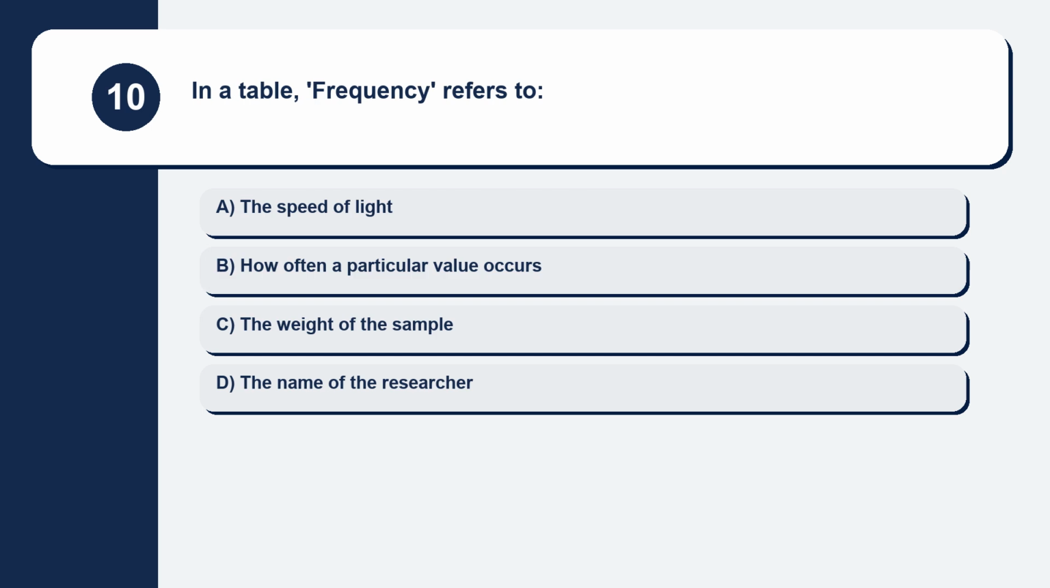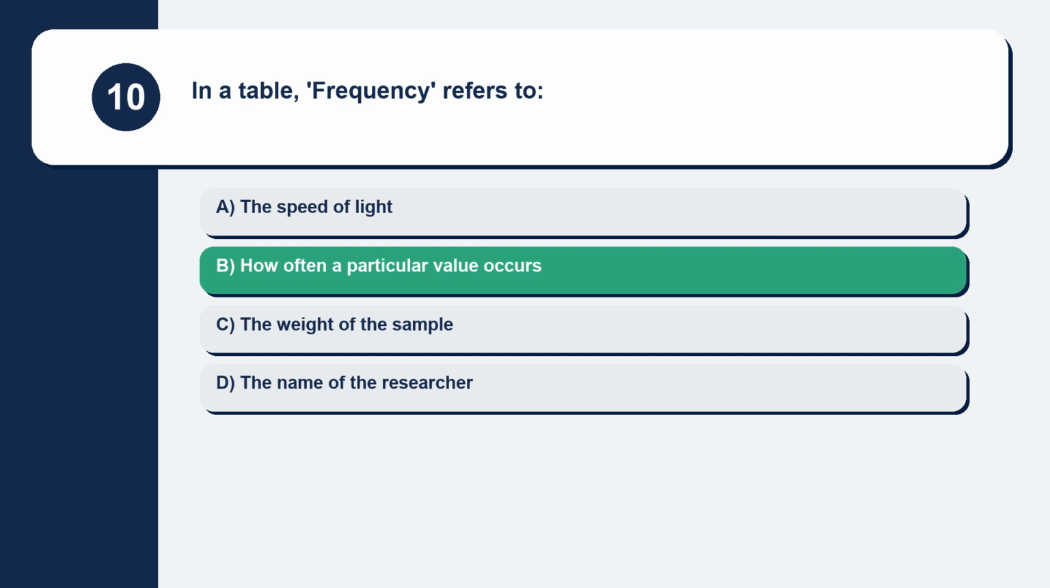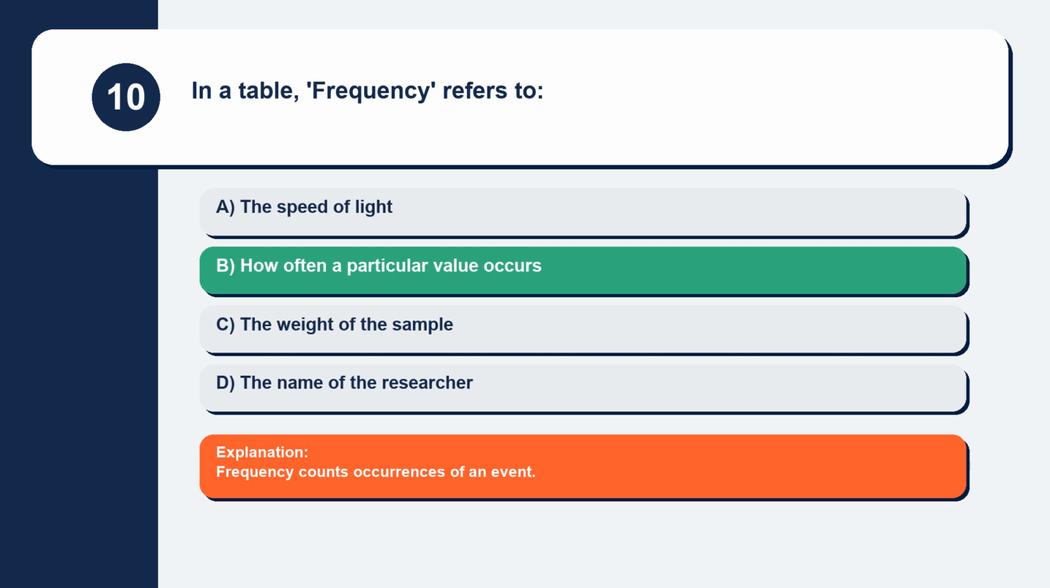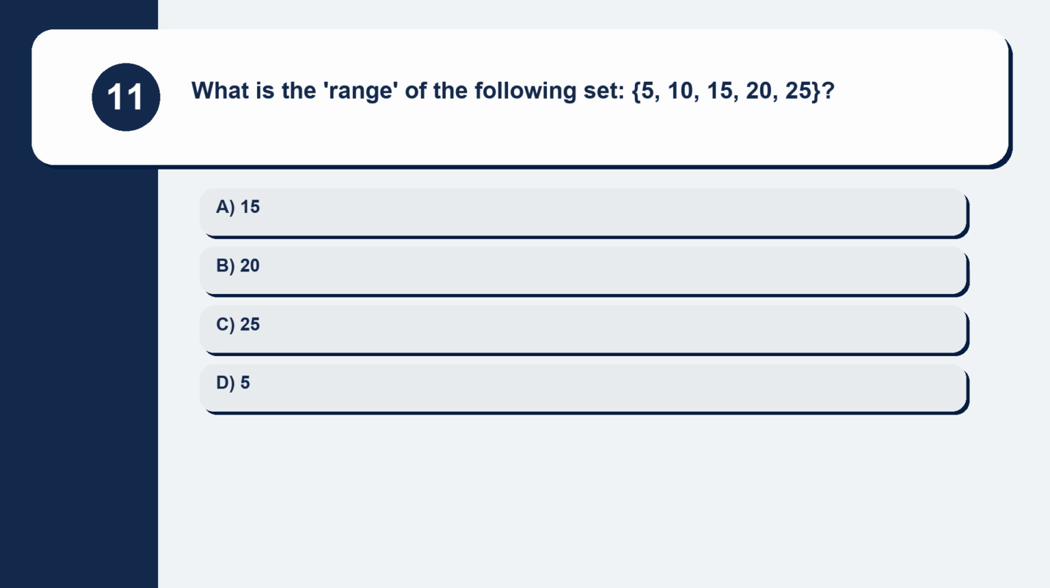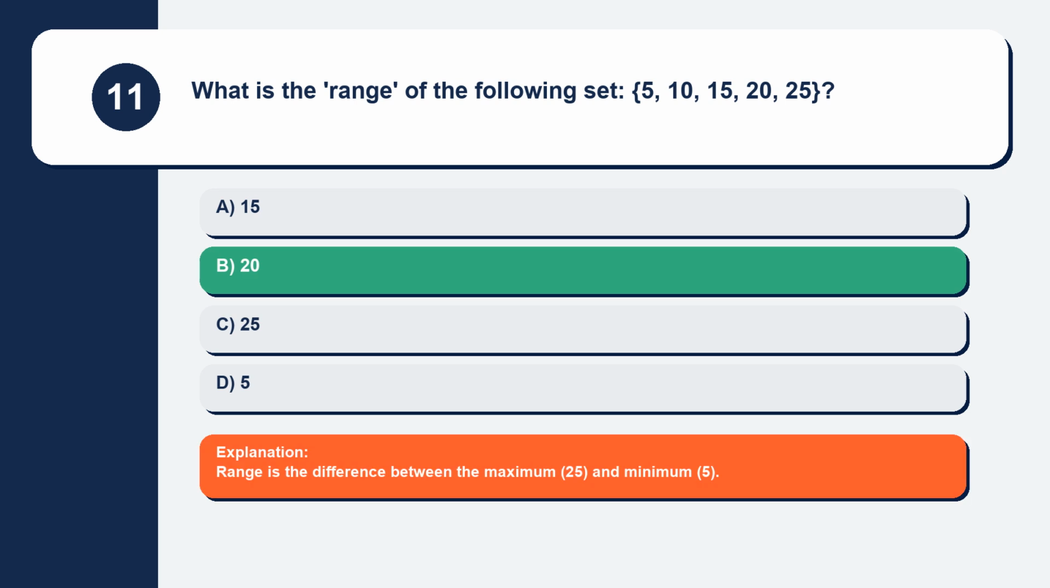Question 10. In a table, frequency refers to the speed of light, how often a particular value occurs, the weight of the sample, the name of the researcher. Frequency counts occurrences of an event. Question 11. What is the range of the following set: 5, 10, 15, 20, 25, 15, 20, 25, 5? Range is the difference between the maximum, 25, and minimum, 5.